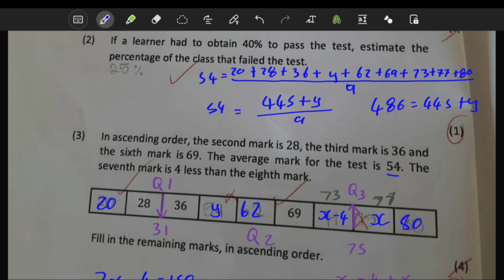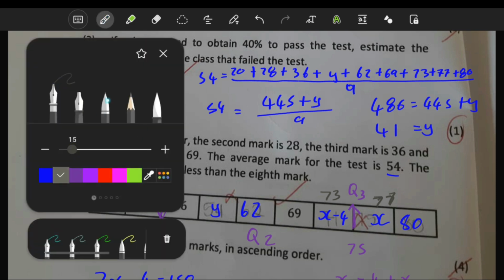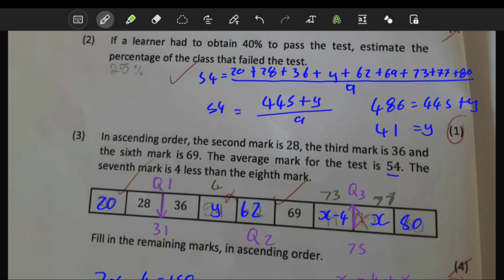Why is that small? Oh no, it's not that small. 486 minus 445, that's like 41. Okay, that kind of works out. So y is equal to 41. Thank goodness. Thank you very much.